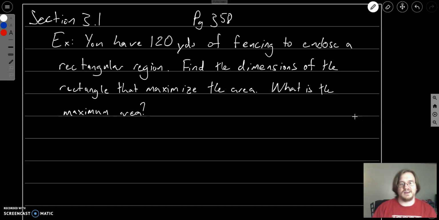Hello and welcome back. I couldn't quite get through this question in the last video, so we'll just do that now. We've got 120 yards of fencing to enclose a rectangular region.